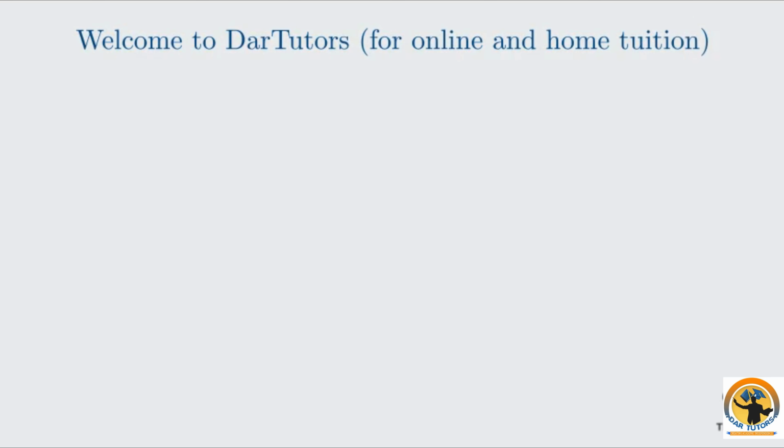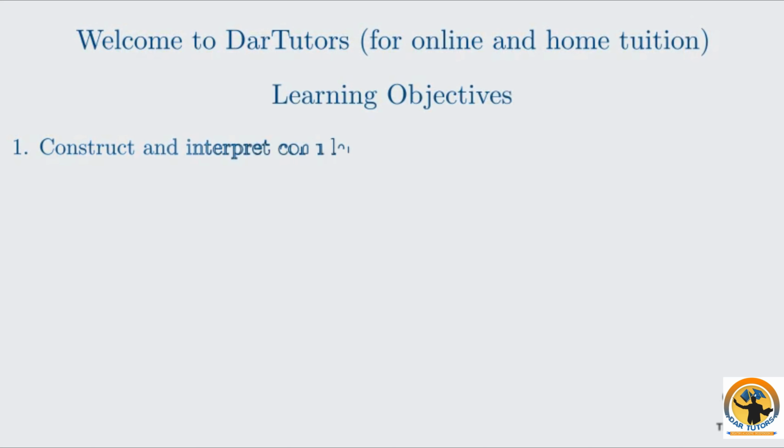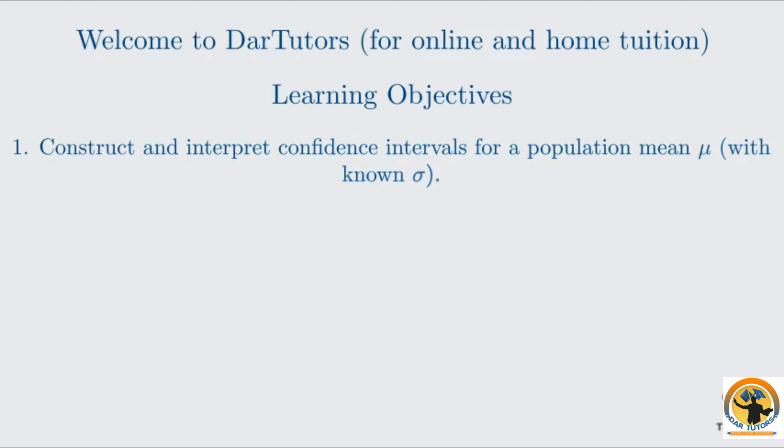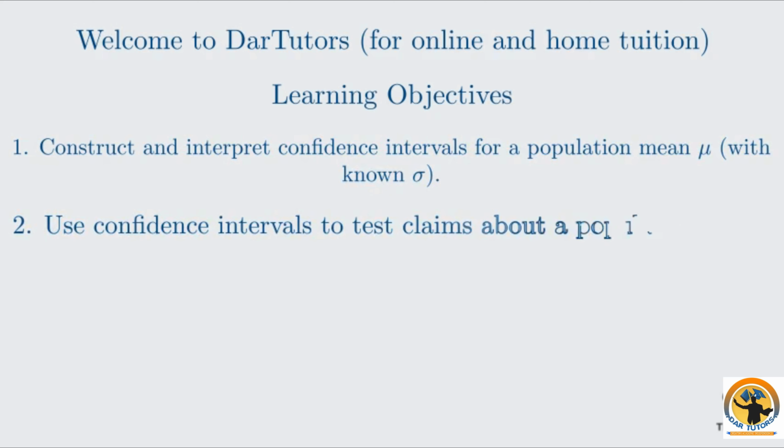Today we're covering a fundamental topic in IB Mathematics AIHL, estimation and confidence intervals. The learning objectives for this video are twofold. First, you will be able to construct and interpret confidence intervals for a population mean, M, when the population standard deviation, sigma, is known. Second, you will learn to use these confidence intervals to test claims about a population mean. These skills are essential for making informed conclusions from sample data.